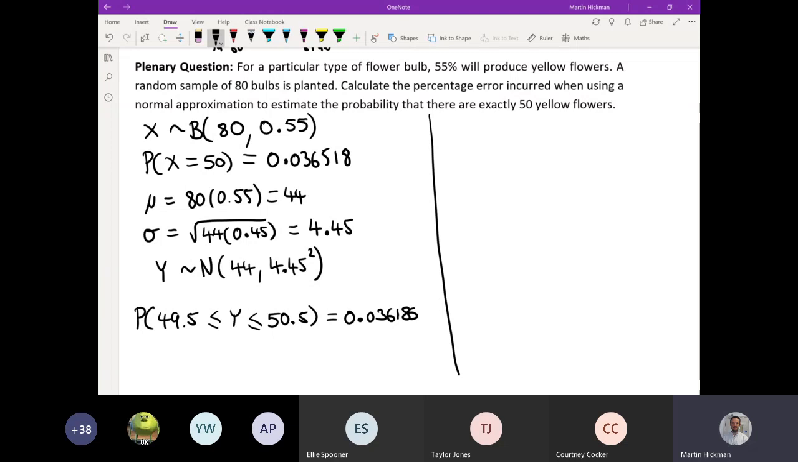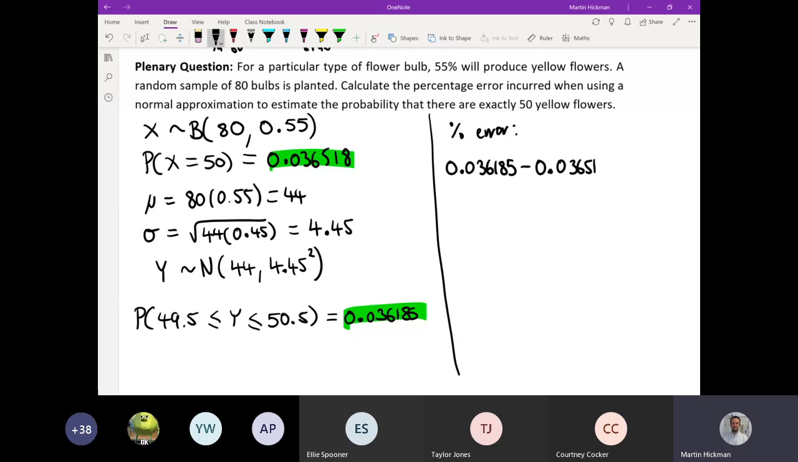So now I need to work out my percentage error. Hopefully you can see that for both of these answers I've got here and here, they are quite similar. To three decimal places they are the same, or to two significant figures they are the same. So if I'm working out my percentage error, what I need to do is work out how far away the approximation is from the exact answer. So I need to do 0.036185, my approximated answer, take away my actual answer.